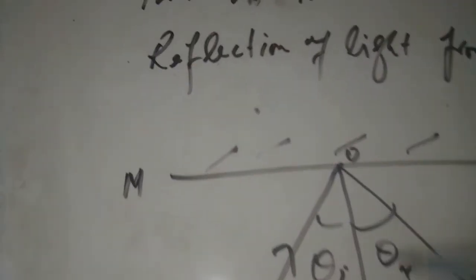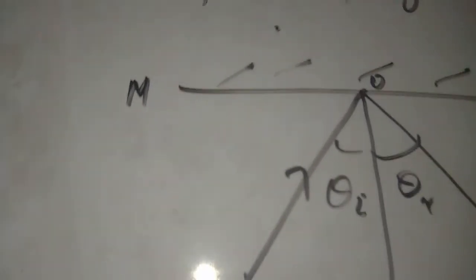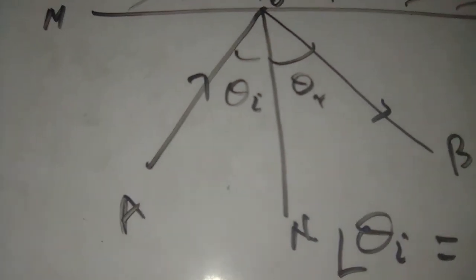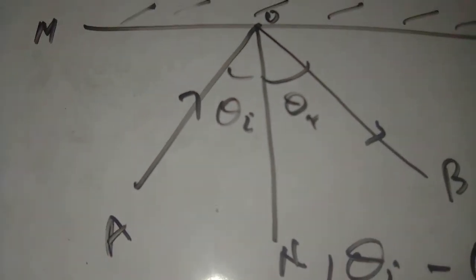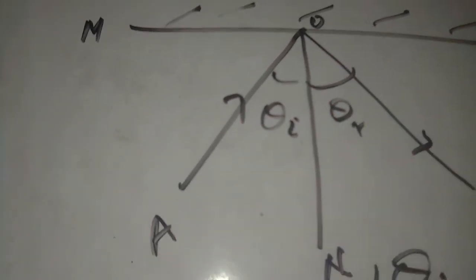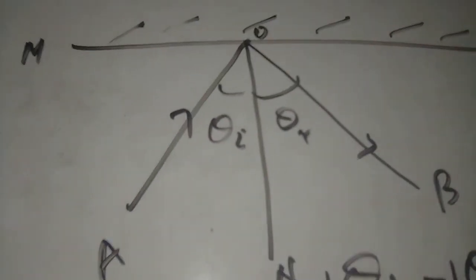The incident ray, the reflected ray and the normal at the surface all lie in the same plane. The second law is: the angle of incidence is equal to the angle of reflection, that is, theta i equals theta r. The measure of the angle of incidence is equal to the measure of the angle of reflection.